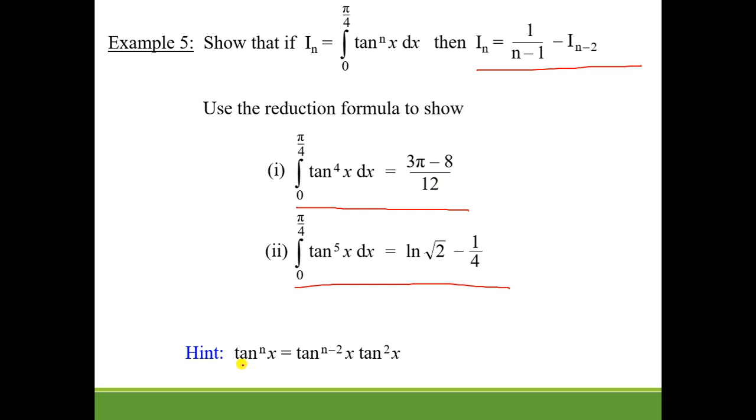See here, what is the hint? If you solve this example, again there is only one function and I have to split it into two terms. So how do we split the function, or how do we split the power? The power is n here. So split like this, tan raised to n minus 2 x into tan square x. If you split like this, see this minus 2 and plus 2 will get cancelled, and you will get tan raised to n x dx.